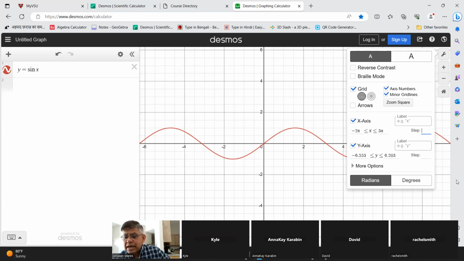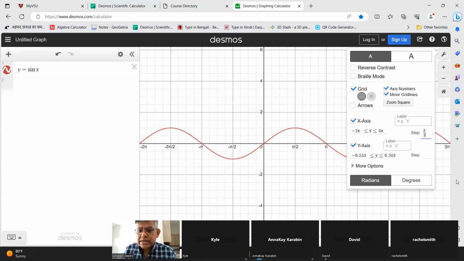Now, what is step? Step is the gap between two consecutive marks on the x-axis. I'm going to tell you what I mean in a second. Take a look at this, guys. I don't worry about the y-axis. It doesn't do a whole lot, so you can leave it alone. I'll tell you when we need to change it.